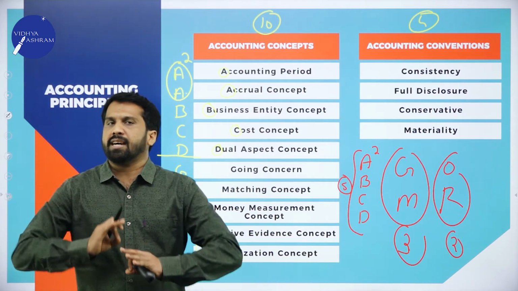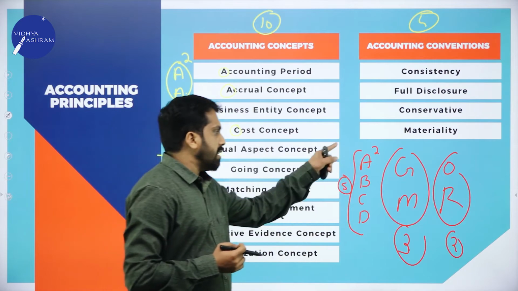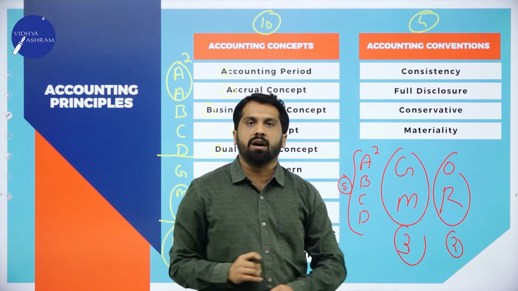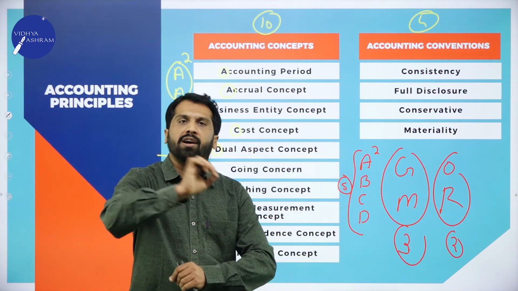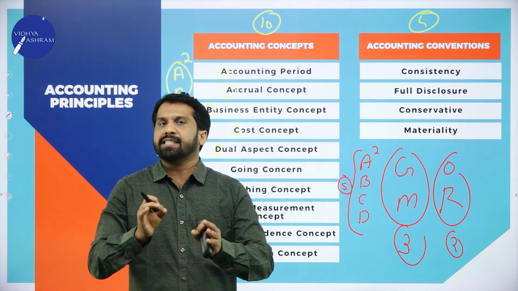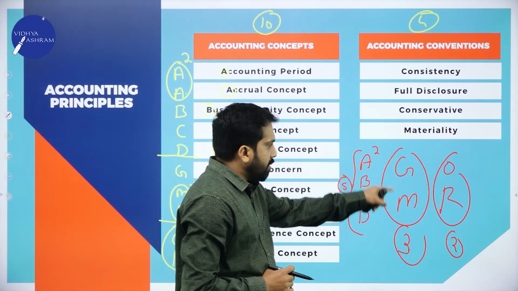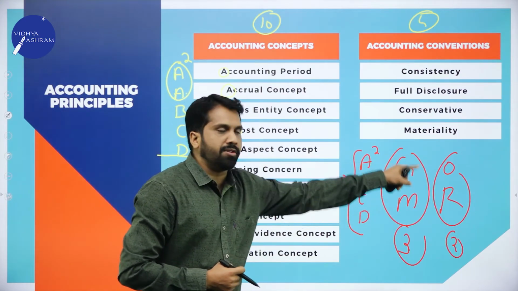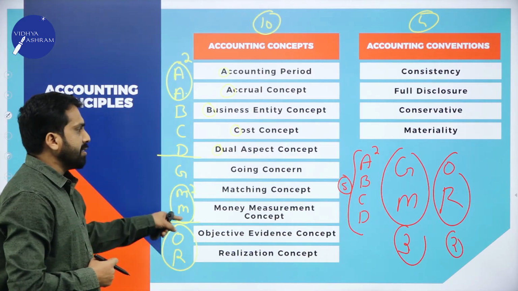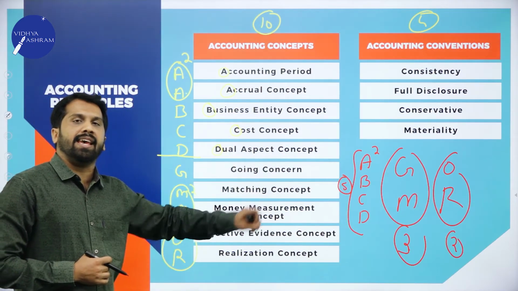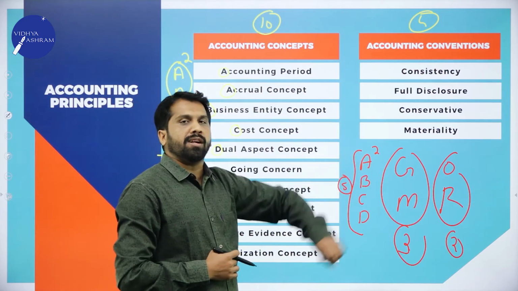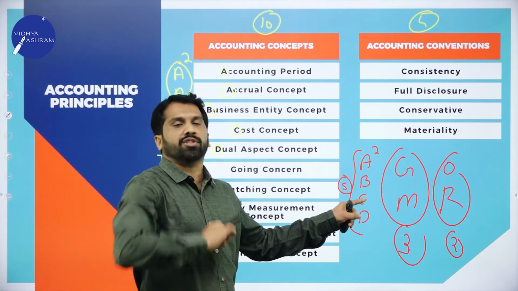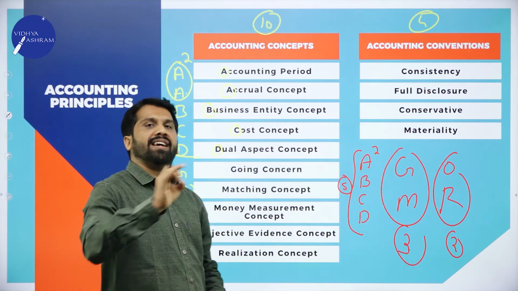Now just assume that my name is ABCD. What is my name? ABCD. Your name is OR. What is your name? OR. If I say good morning to you, ABCD says good morning to OR. Those are your 10 concepts. What does A stand for? A for accounting period concept, accrual concept. B for business entity. C for cost concept. D for dual aspect concept.